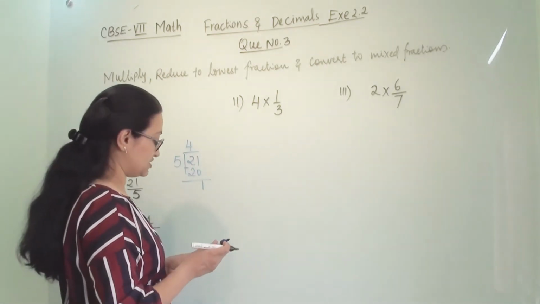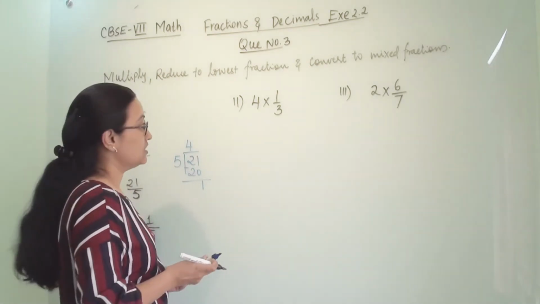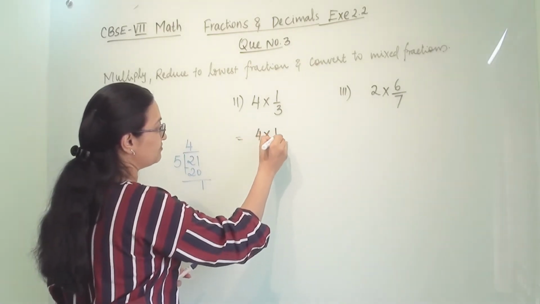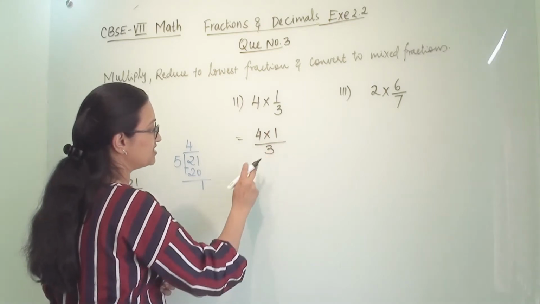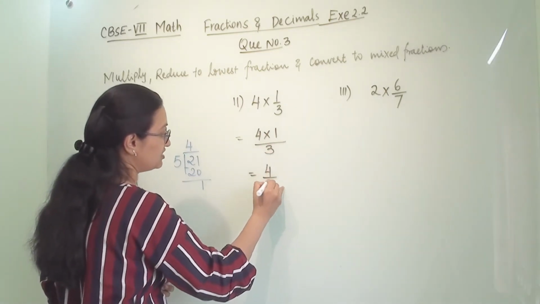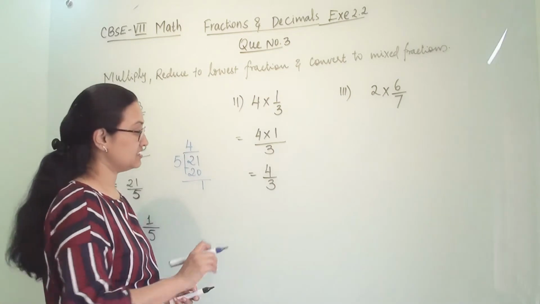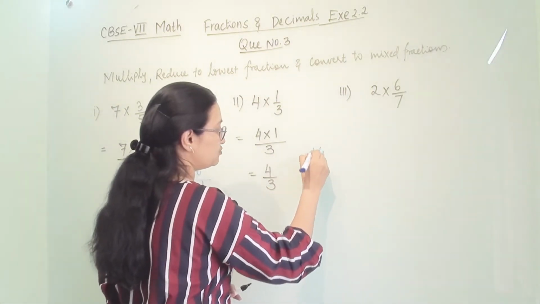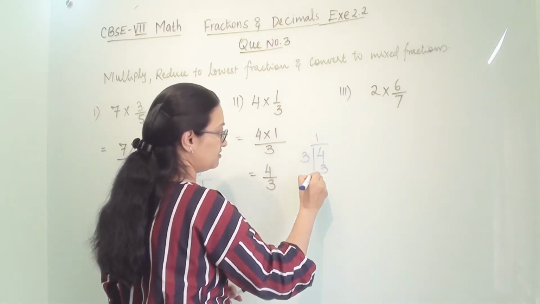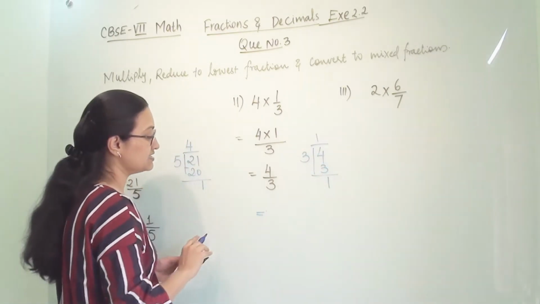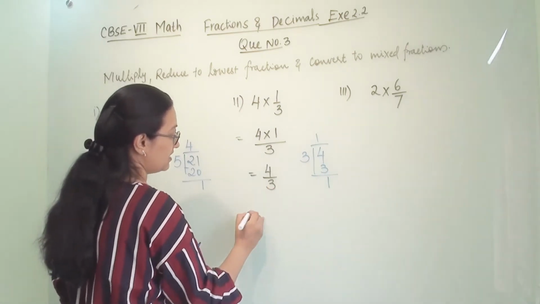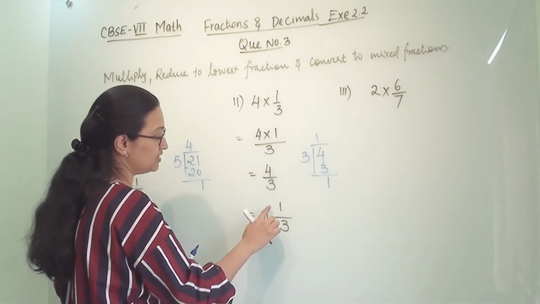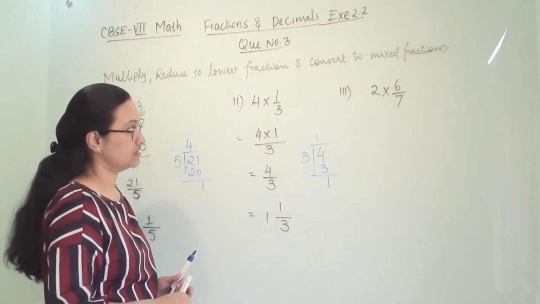Coming to the next one, 4 1 by 3. So here 4 is a whole number, so it will directly multiply with the numerator and the denominator will remain the same. So 4 by 3 will be our answer. Again this is an improper fraction, so let us convert this into a mixed fraction, and the answer is, our denominator will remain the same, 3 and 1. So 1 1 by 3 will be our answer here.